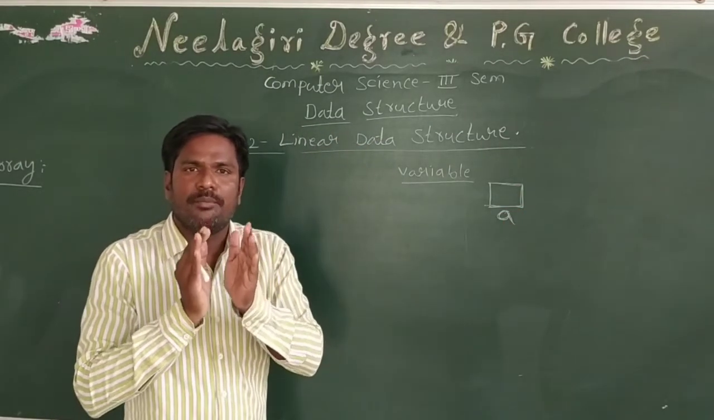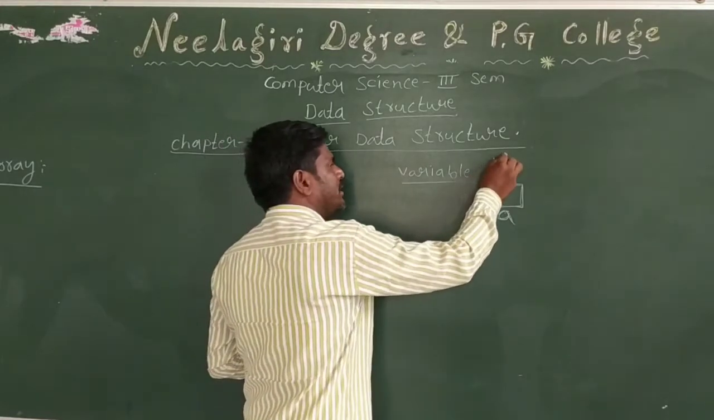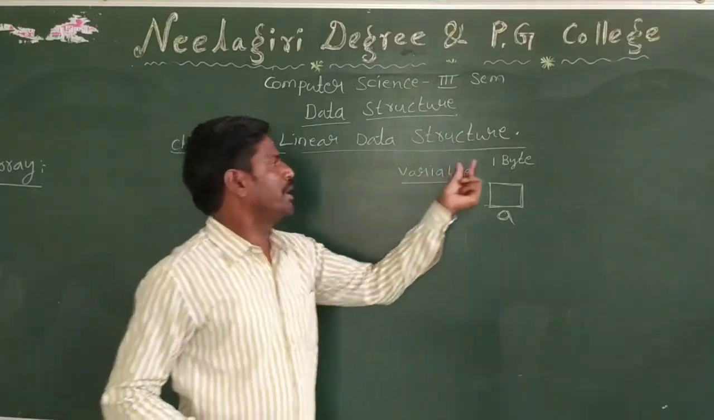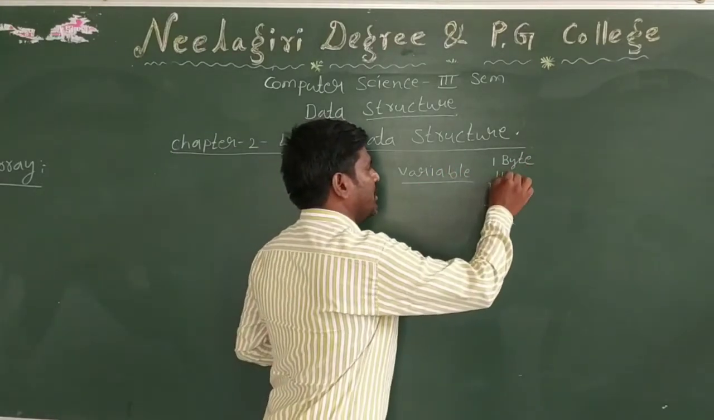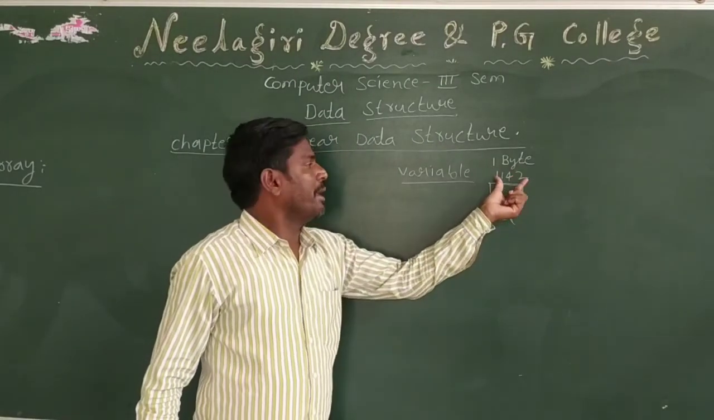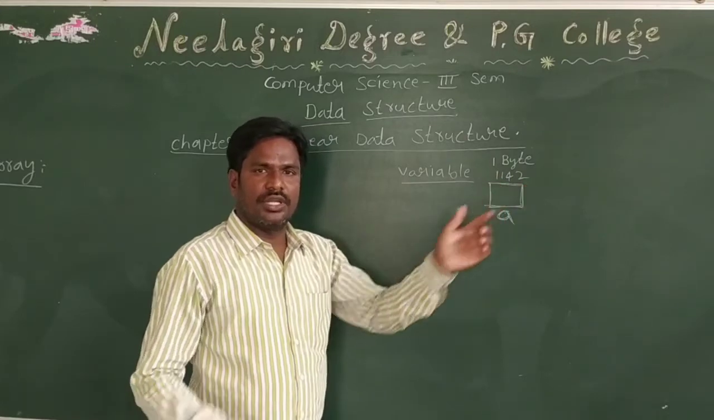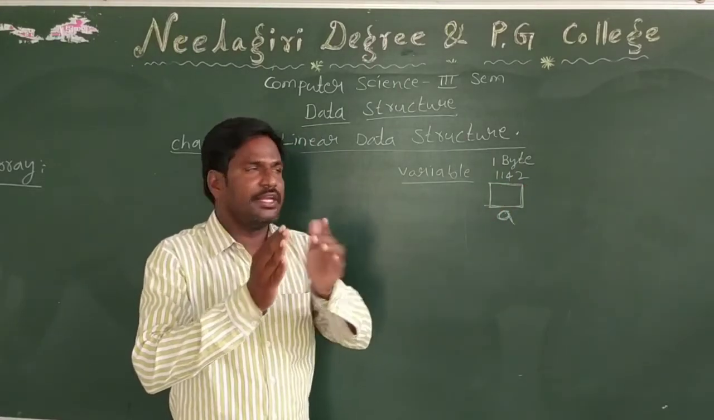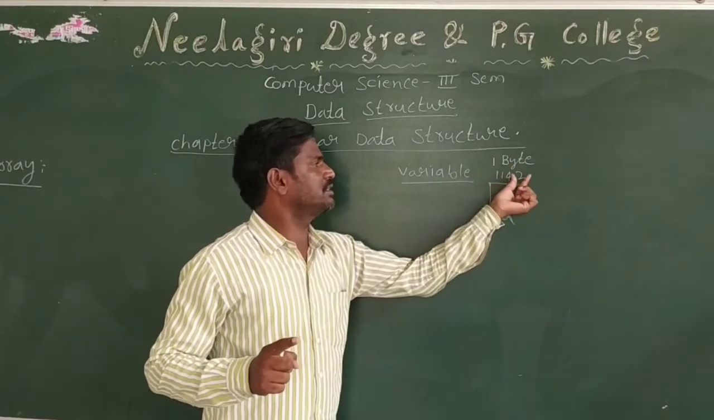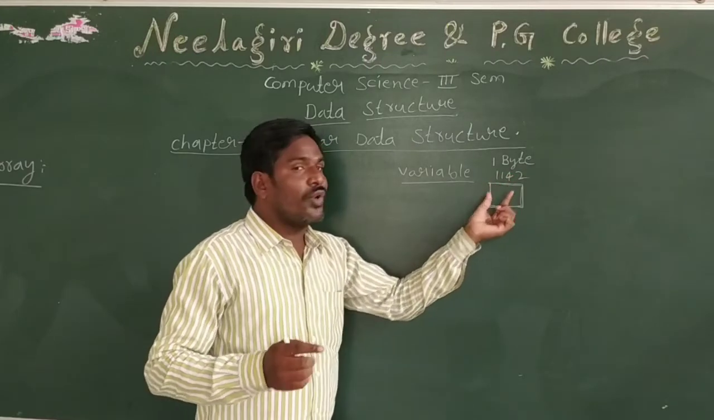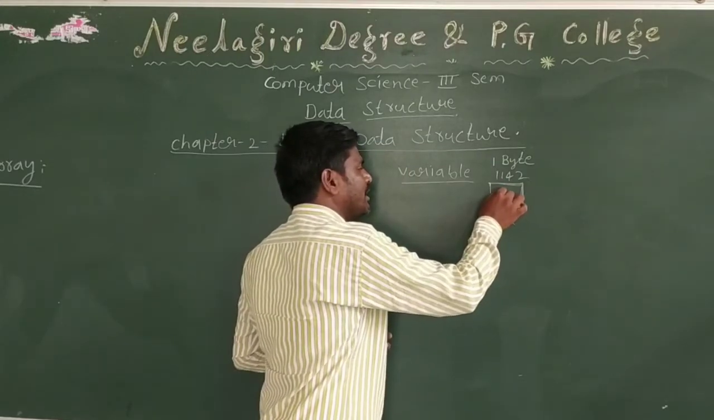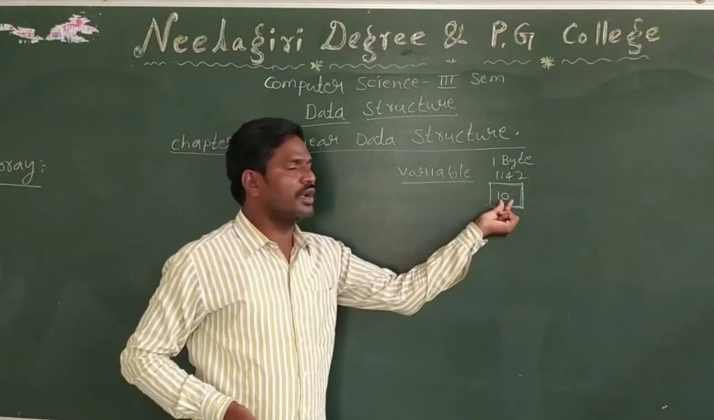We know that in computer memory, every 1 byte has an address, just like, say, 1142. 1142 is the memory address. In the RAM, every location is divided into bytes, and every byte has an address. So this is 1 byte, and its address is 1142. In this memory location, we can store a value, for example 10.